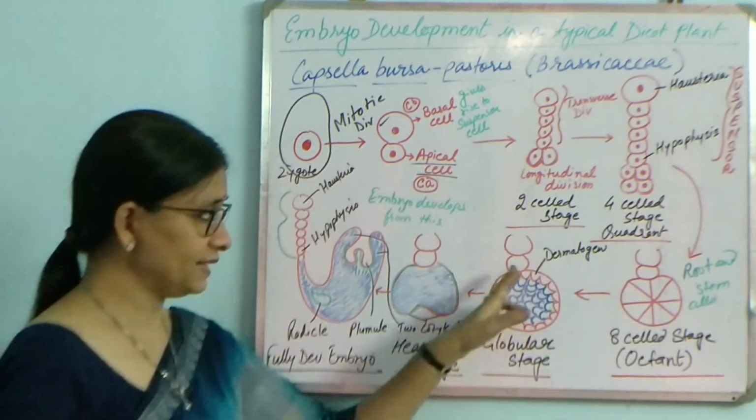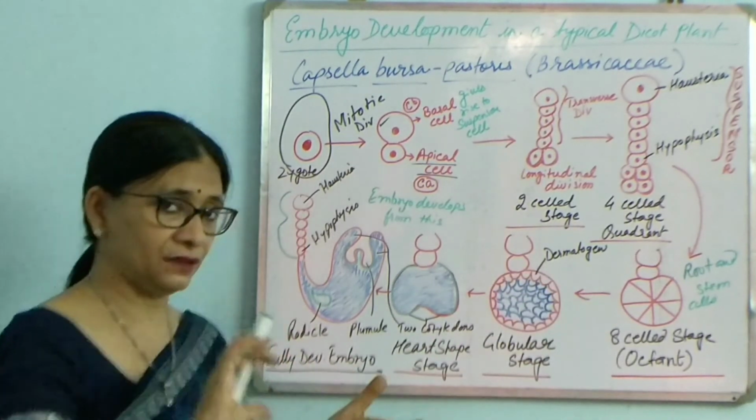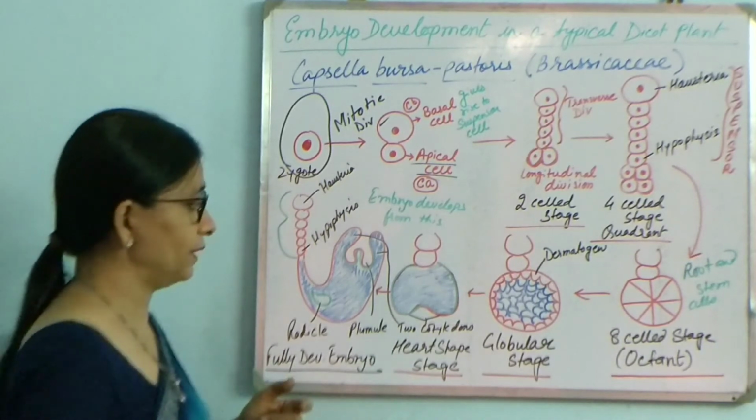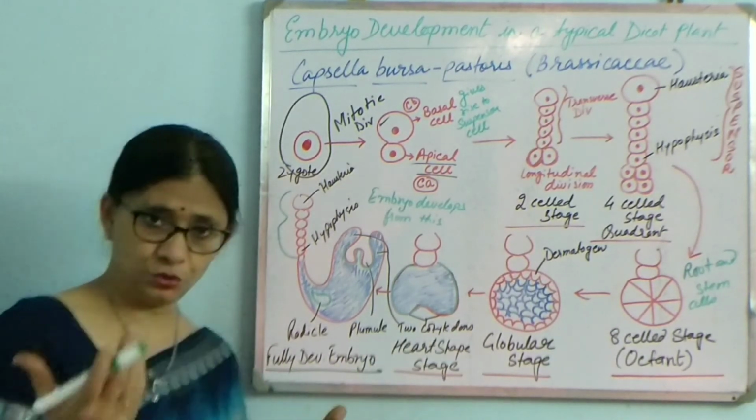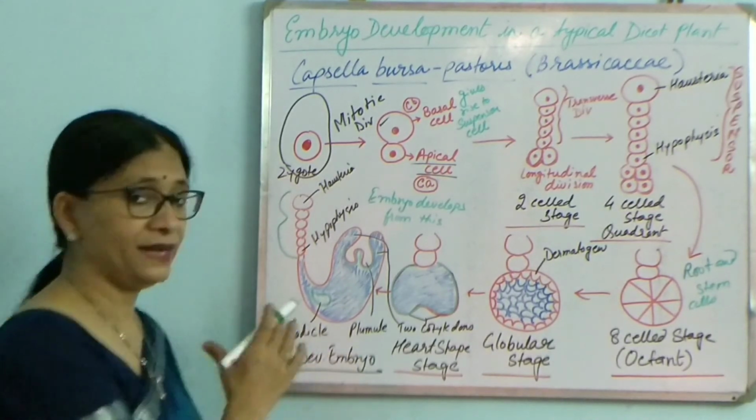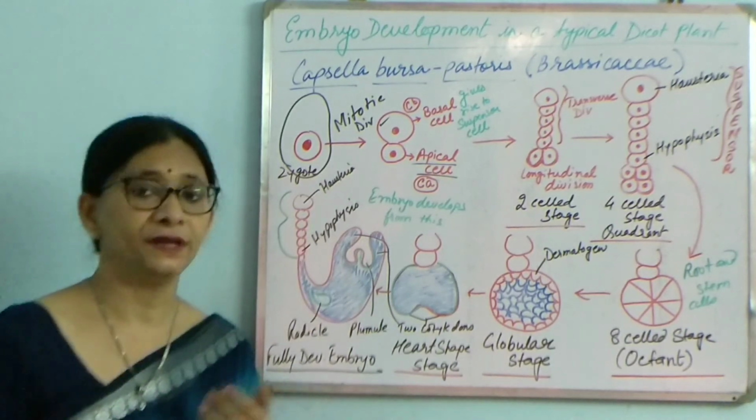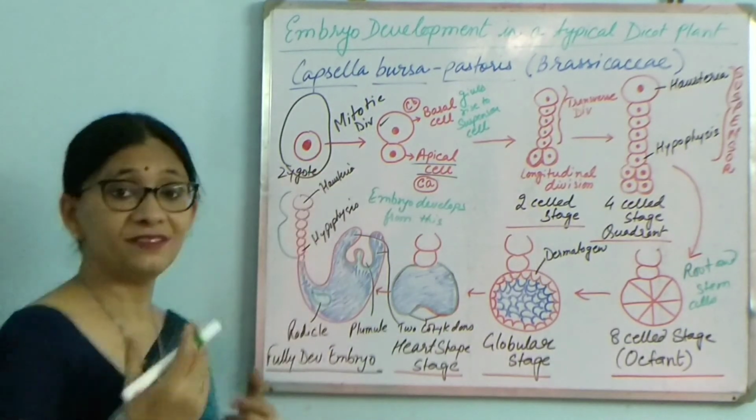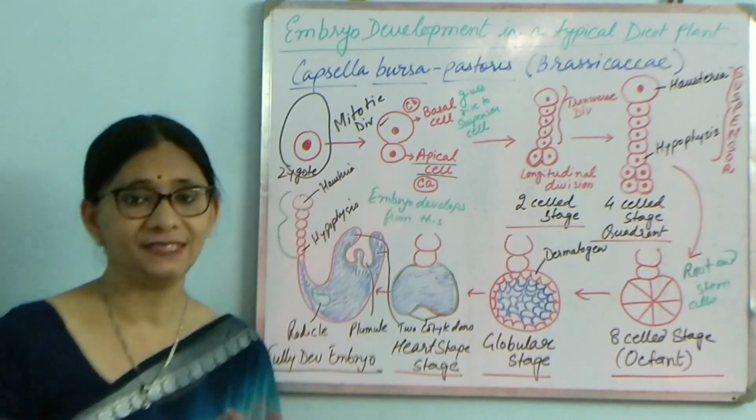Then we have globular stage where we get 2 layers, outer layer is dermatogen and all the other layers are inside that dermatogen. Then we get heart shape stage, from there we get horseshoe stage, and from there we get fully developed embryo with radicle and plumule and the 2 cotyledons. And also the suspensor cell. This whole thing is inside the ovule, which is the seed.